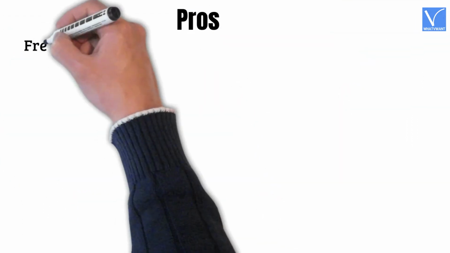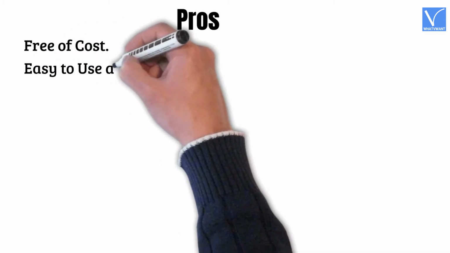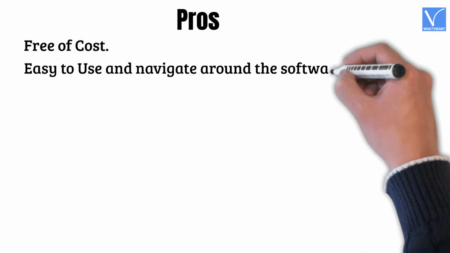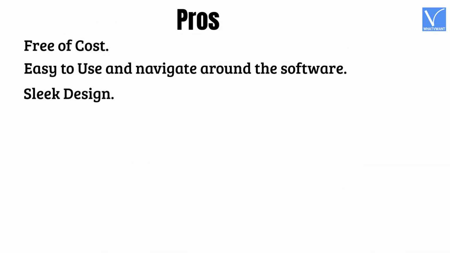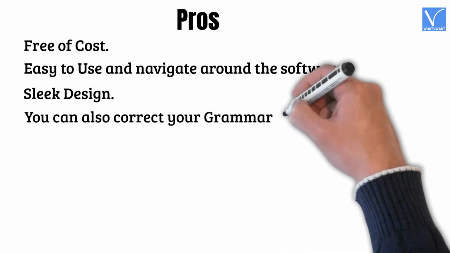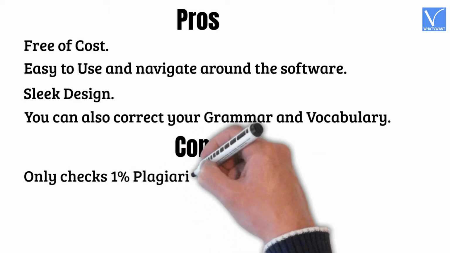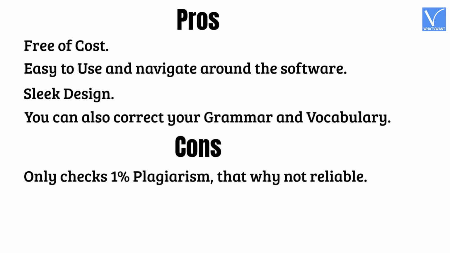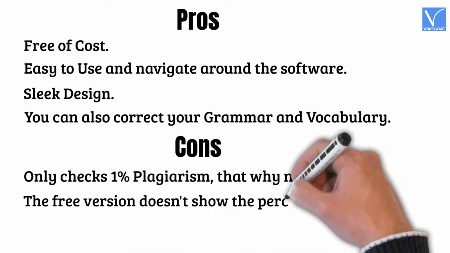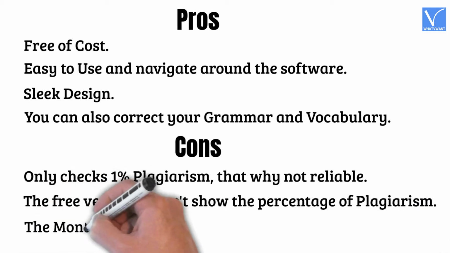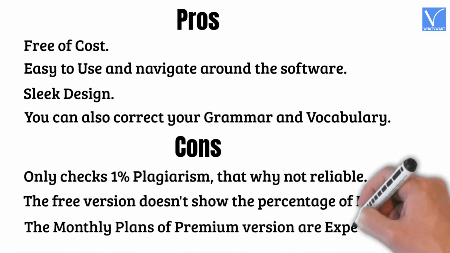Pros. Free of cost. Easy to use and navigate around the software. Sleek design. You can also correct your grammar and vocabulary. Cons. Only checks 1% plagiarism, that's why not reliable. The free version doesn't show the percentage of plagiarism. The monthly plans of premium version are expensive.